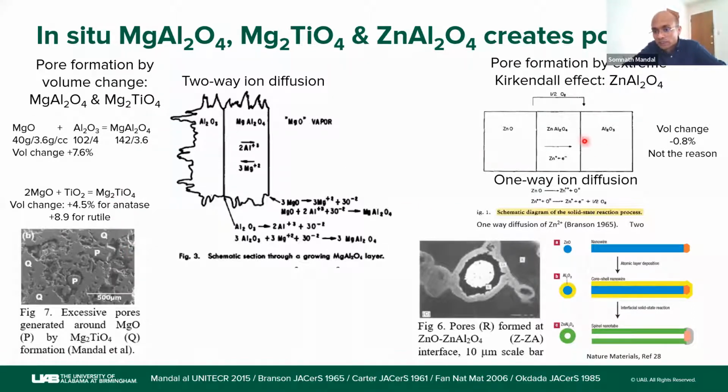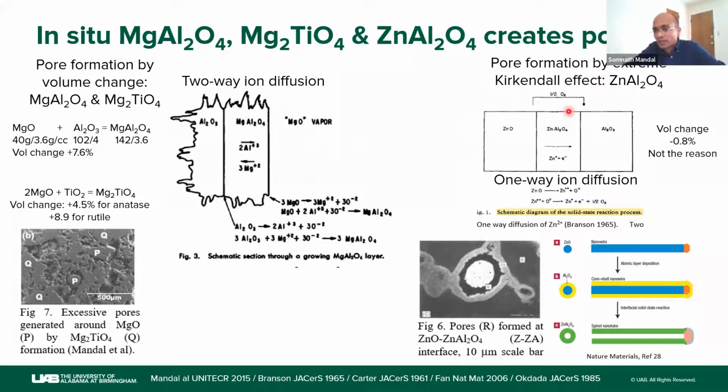Now, coming to zinc aluminate, there is not much volume change in this in situ zinc aluminate formation, but there is this extreme Kirkendall effect. So what happens? Normally, say in magnesium aluminate, there is a two-way counter migration of the reacting cations from both sides across the spinel reacted layer. And whenever you have a faster moving species than the other one, then you have preferential pore generation on the faster moving species side.